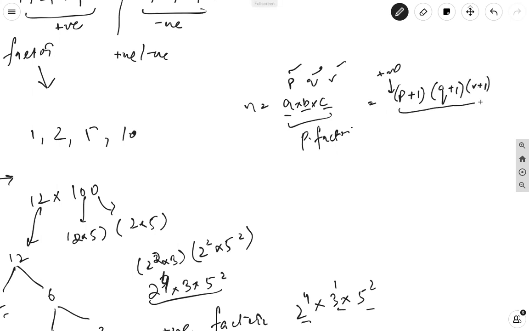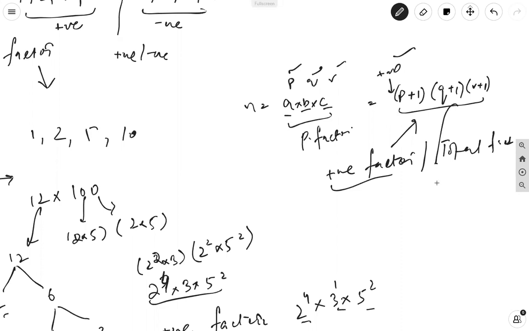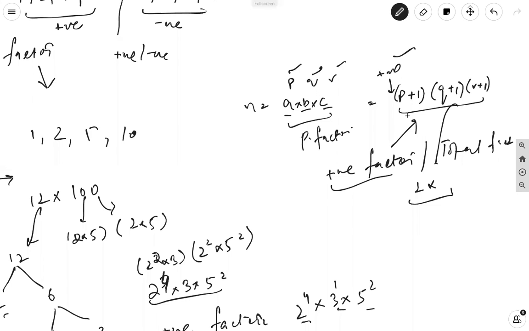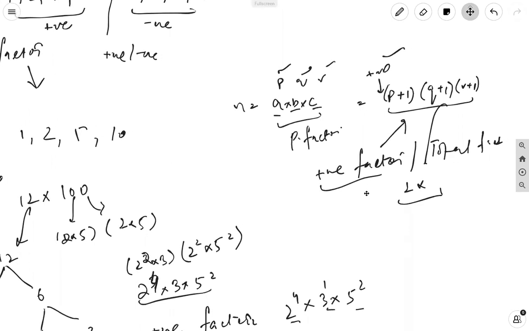Now these are positive factors. Likewise, there are equal negative factors as well. So keep in mind that when the question asks about positive factors or total factors: in case of positive factors, this is the answer, but in case of total factors, you multiply this by 2 to get the total factors. Negative factors give the same result, and that's why we multiply by 2 to get the total factors.